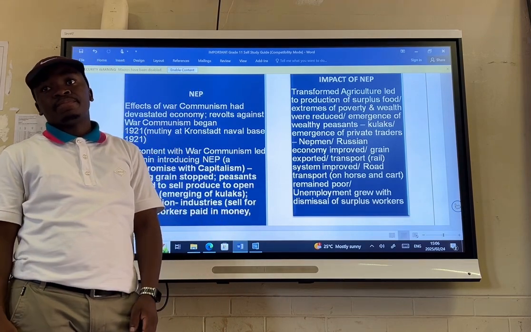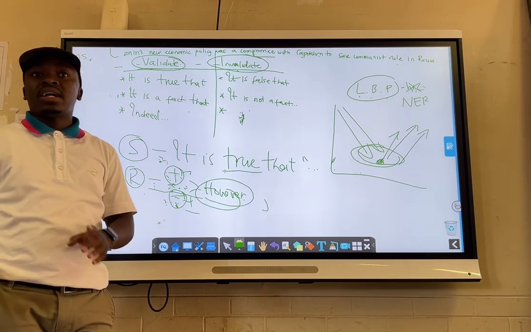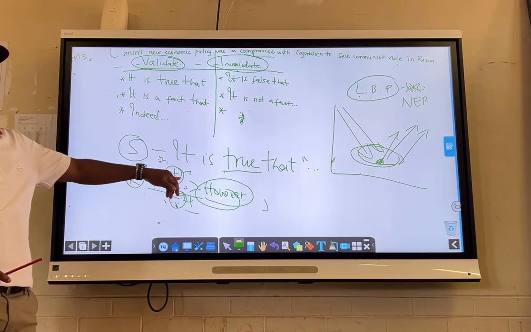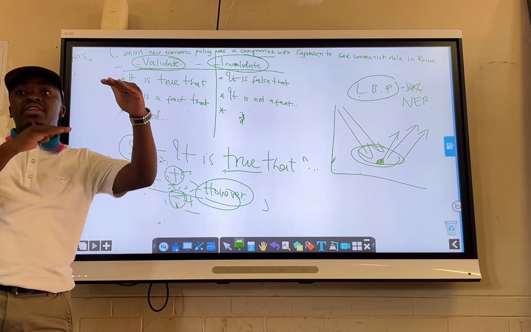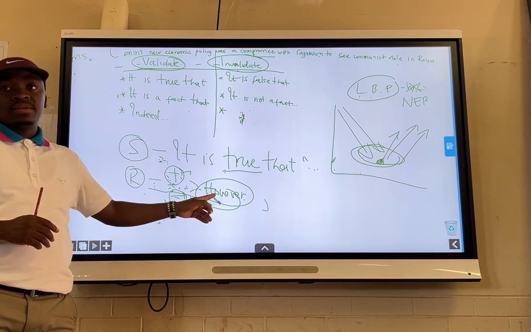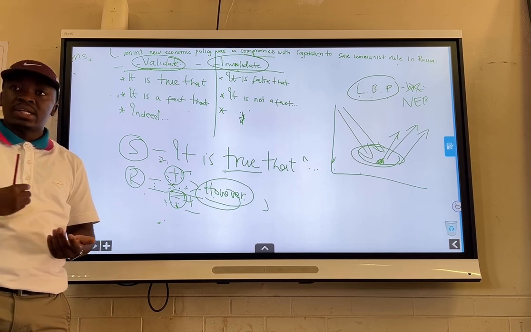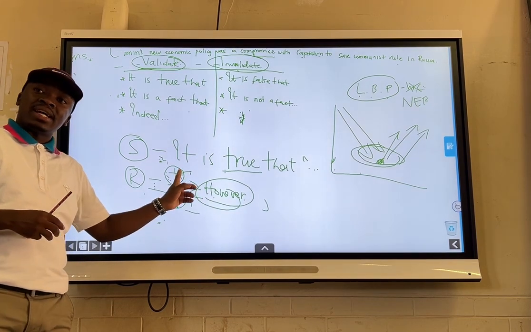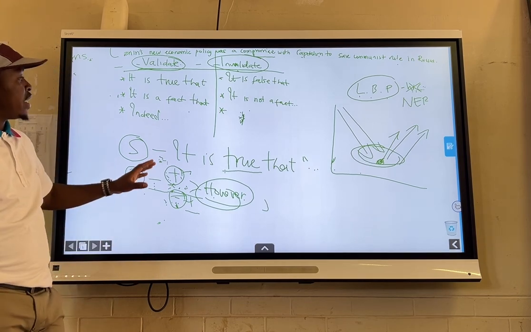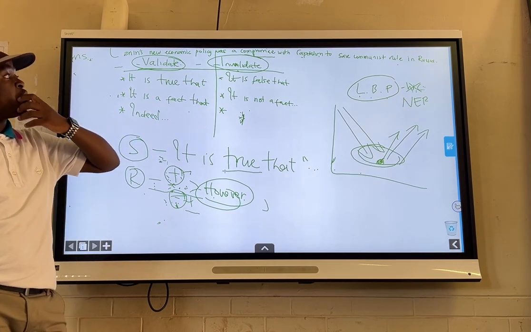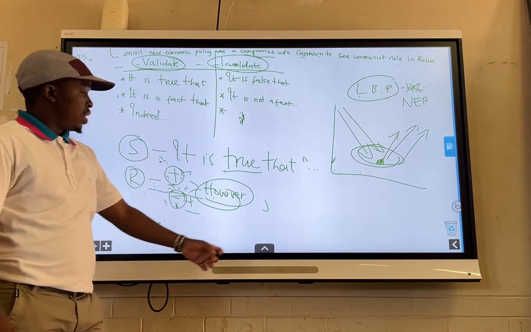Exactly. This is one conjoining word that you need to familiarize yourself with and how to use it. When you are giving us a positive account, your conjoining word to show that this is a positive and this is a negative is you using however, or any other term that you can best find that will show me that you are now going to go against the account that you just gave. And in this instance, we are saying it is true that the new economic policy was a compromise with capitalism to save communist rule in Russia.